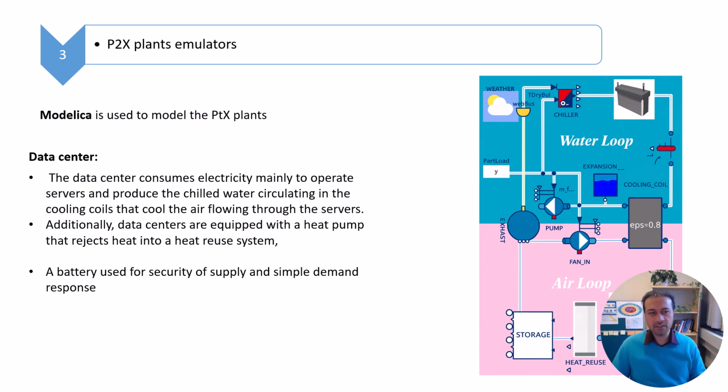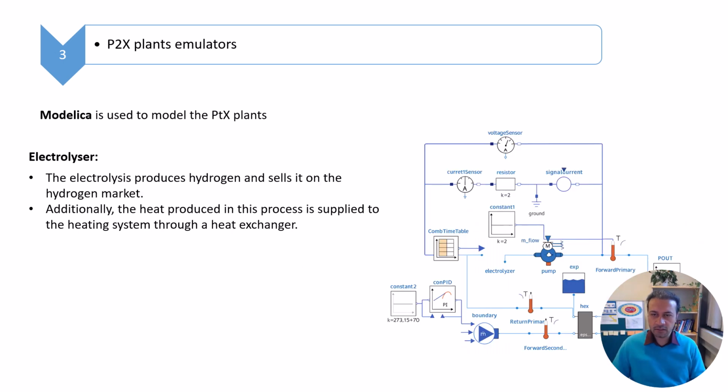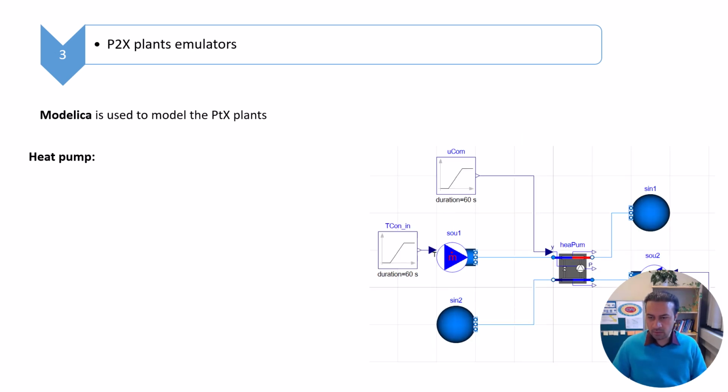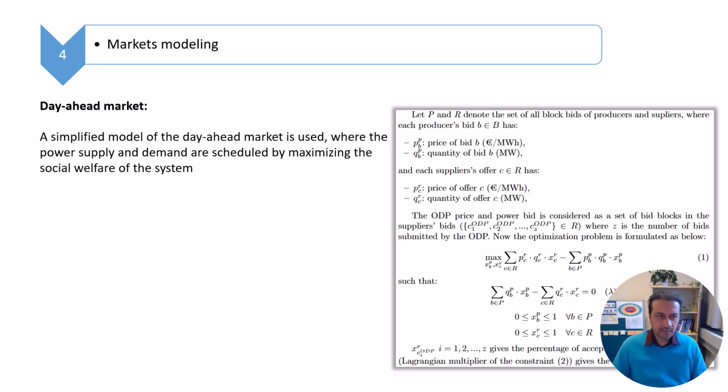So here you can see in some slides the model we use in Modelica to emulate the data center. Next one is about the electrolyzer, and also here about the heat pumps.